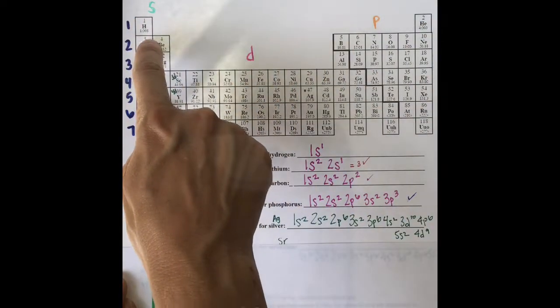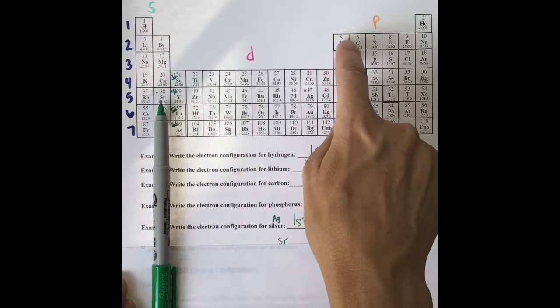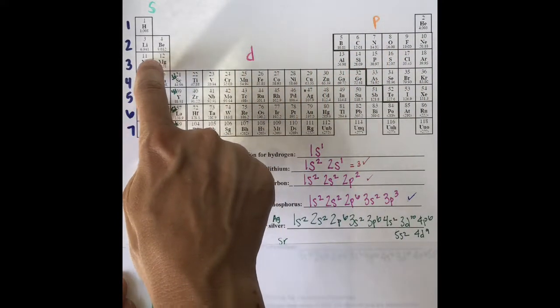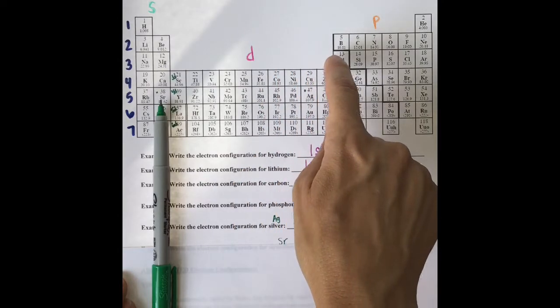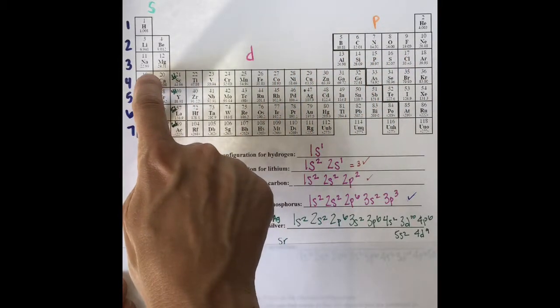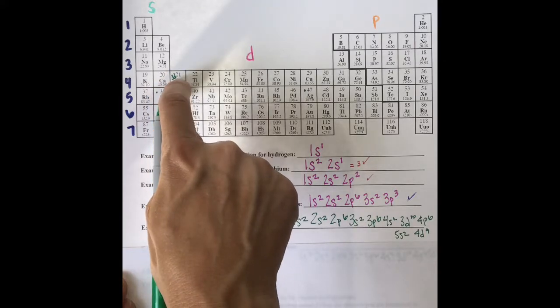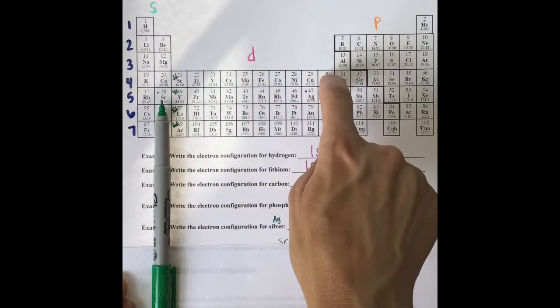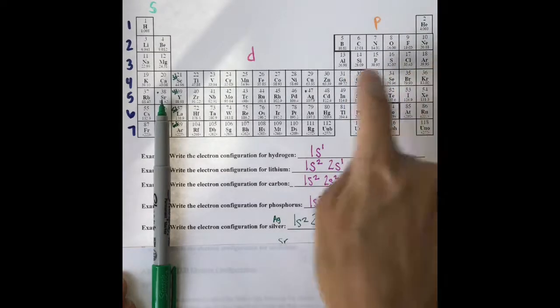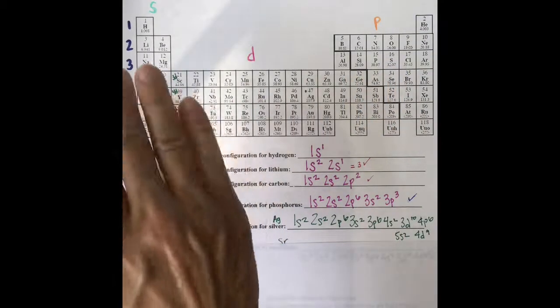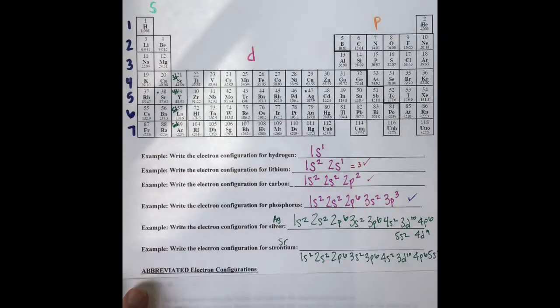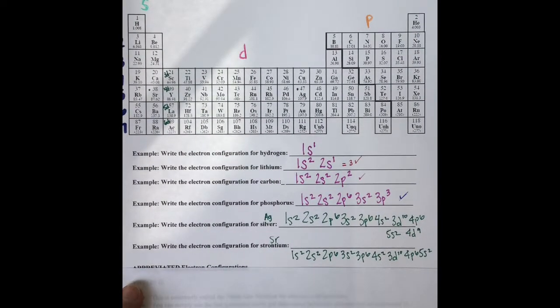1s2, 2s2, 2p6, 3s2, 3p6, 4s2, 3d10, 4p6, 5s2, and then I stop. I have it written out for you here so you can check to make sure you have your energy levels correct. A big one to check is make sure you got the 3d, 4s2, 3d10, 4p6, 5s2.